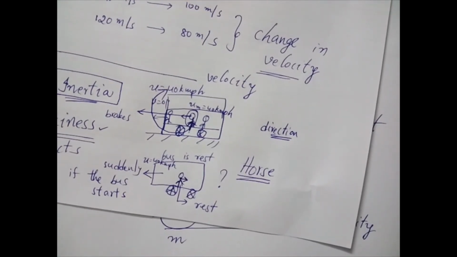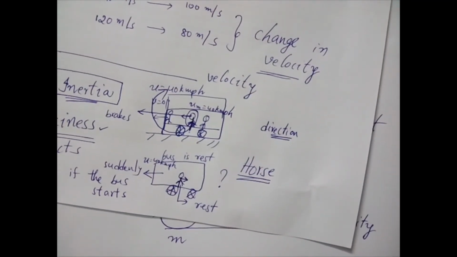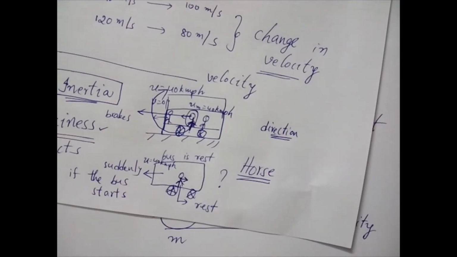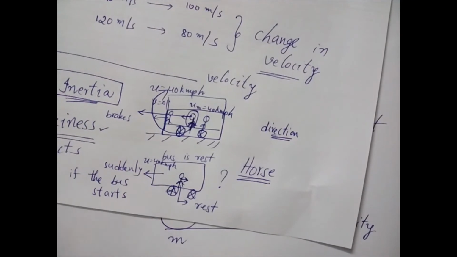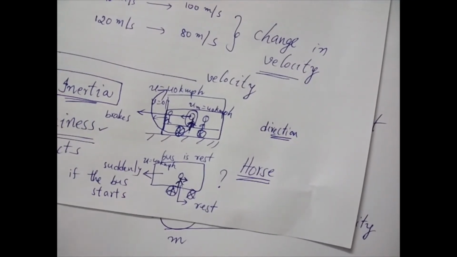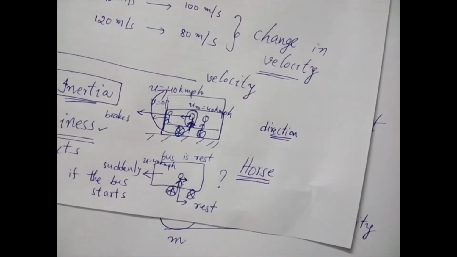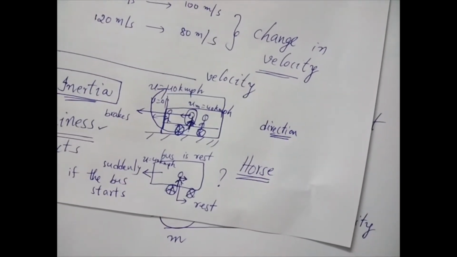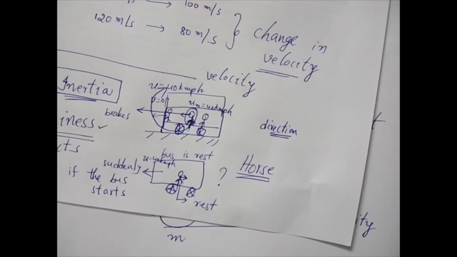When you are at rest, you want to be at rest, but the horse is going forward, so you will have a backward push. In the same way, when the horse suddenly stops, in films and all you will see, when a horse or bike suddenly stops, the person sitting on it, even in cars and vehicles, will go forward and fall down. So this is due to inertia of motion.